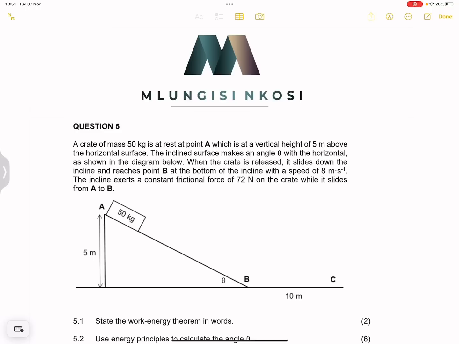All right, we're still on that Eastern Cape exam, right? Looking at work, energy, and power this time.